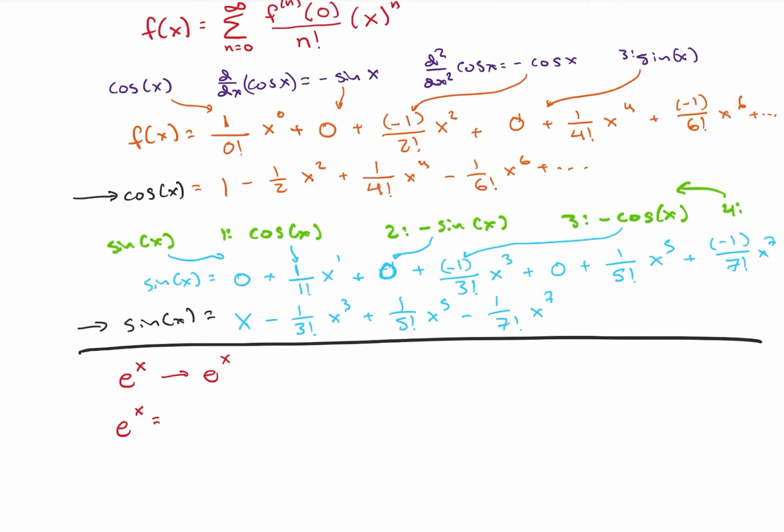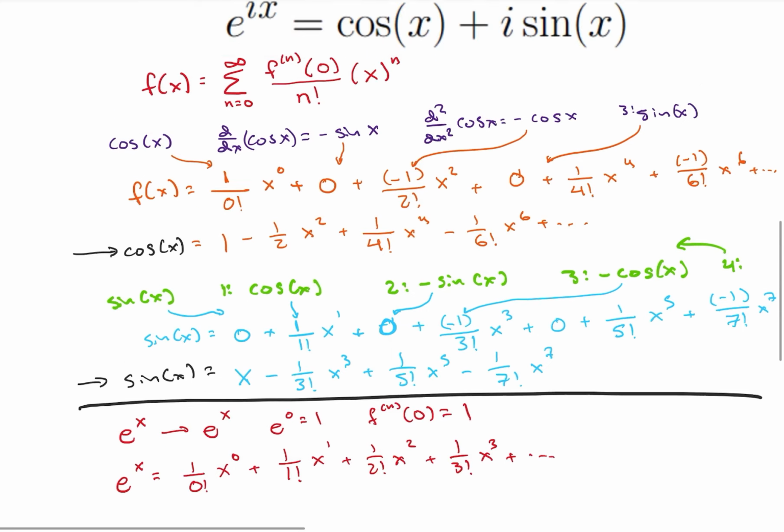and e to 0 is always going to be 1. So e to the 0 is always equal to 1, so that f to the n of 0 is always going to equal 1. So essentially what I'm going to have is 1 over 0 factorial times x to the 0 plus 1 over 1 factorial times x to the 1 plus 1 over 2 factorial times x squared plus 1 over 3 factorial times x cubed, and so on. And that'll just continue as we move to the right.